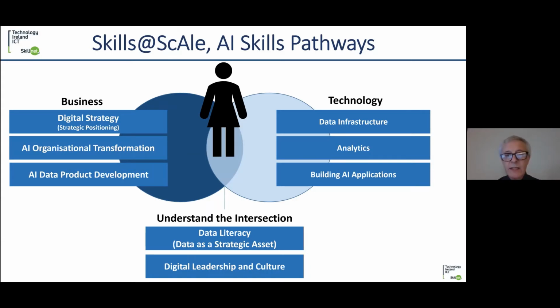And that pilot, the Skills at Scale pilot, will run from November 15th through December the 10th. And because you are here today, you obviously have a very keen interest in artificial intelligence, and we're going to invite you to take part in that pilot.